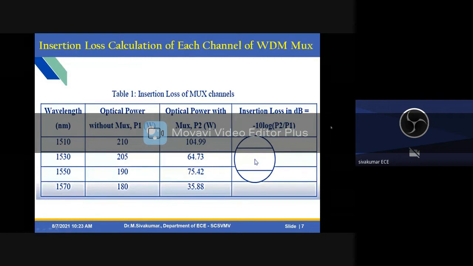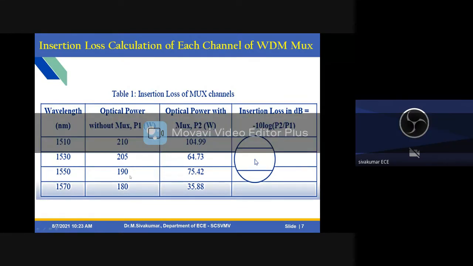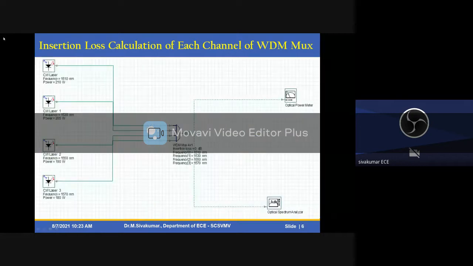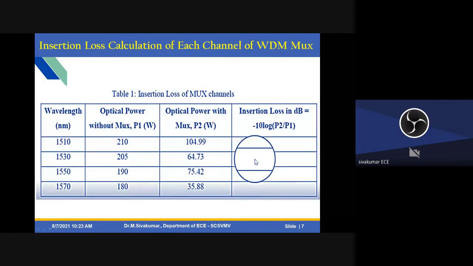This is the insertion loss calculation table. Here we found the wavelengths 1510, 30, 50, 70. Here the input power, that is your P1, is also called optical power without mux. 210, 205, 190, 180. What we applied here, 210, 205, 190, 180. In this manner, you set the optical power. That is also called input power or without mux optical power.